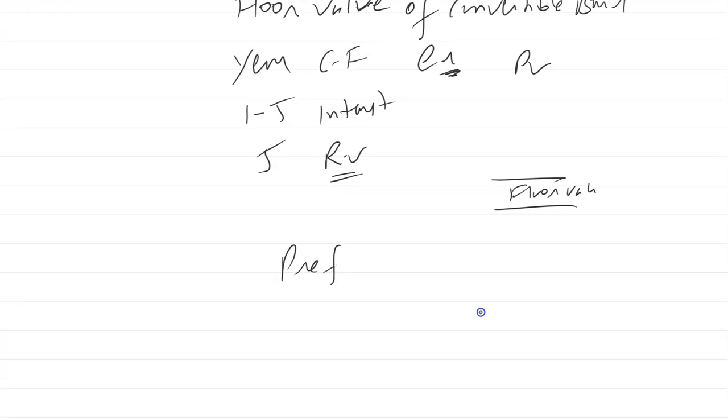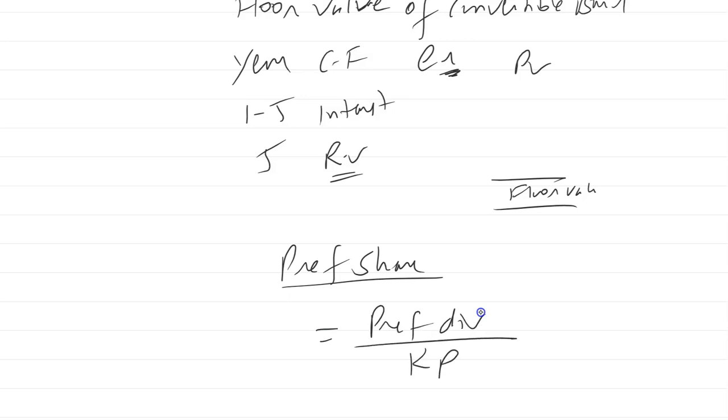Okay, for the preference share, formula will be preference dividend divided by the cost of preference share is equal to the market value. That's how you will solve these two, the market value of the debt and equity. Now try to solve past paper questions and plus the past paper MCQs.